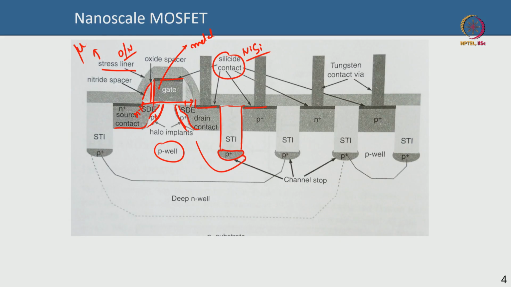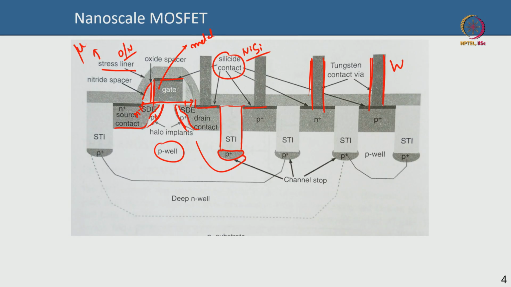Okay, and you can see these are vias, typically tungsten vias. What does it mean? You have many layers of metal, metal 1, metal 2, metal 3, etc., because a lot of devices are going to be integrated, and you are taking the current up, so multiple layers of metallization are required to take the current up, to have better integration. So you need to connect these different metals through tungsten.